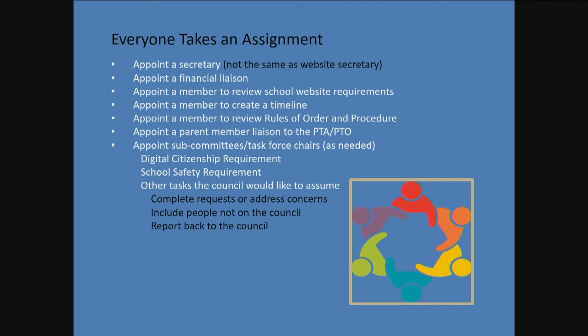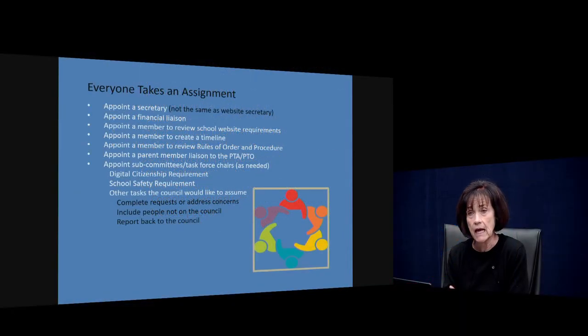And then have someone who reviews the School Land Trust website and all those training materials and decide what is helpful or useful to the council related to training. A timeline is really important for you as the chair so that you know what needs to be put on agendas from time to time to make sure that you accomplish the work before the year is out. So assign someone to pull together all of your required dates and put together a timeline and bring it to the council. You're going to want to have someone review the rules of order and procedure.